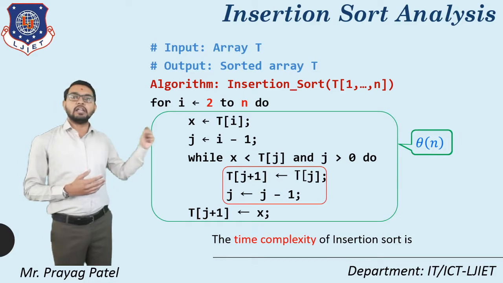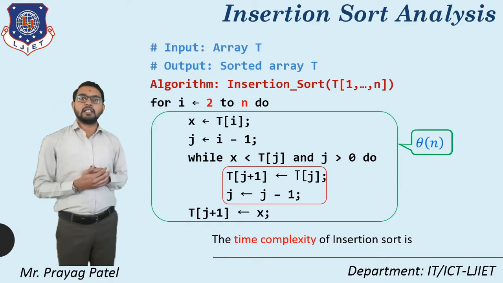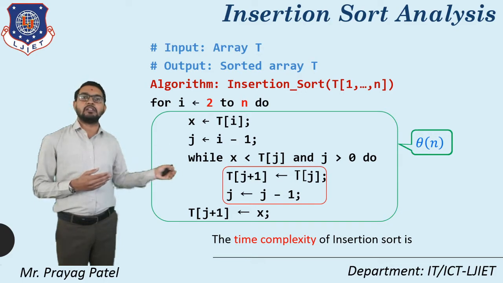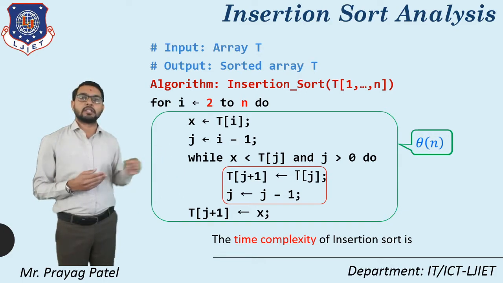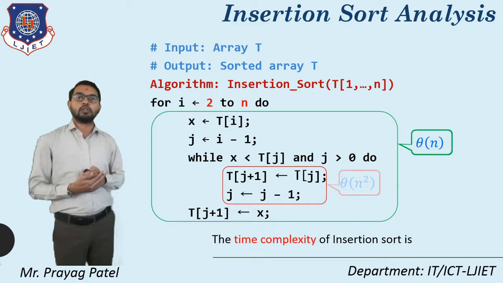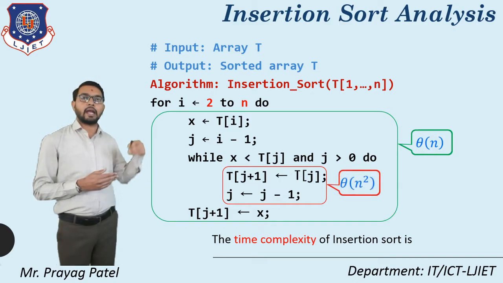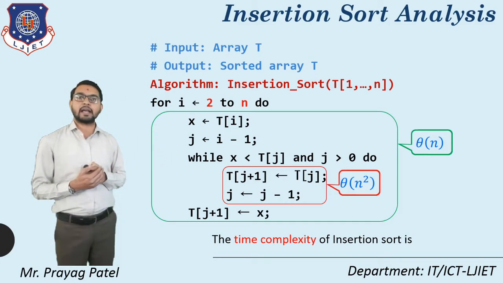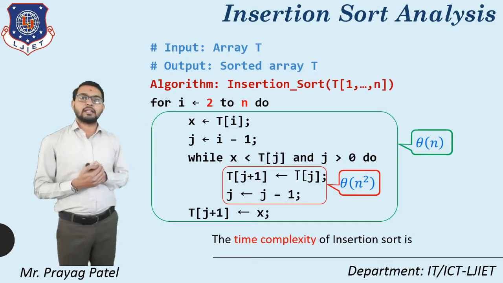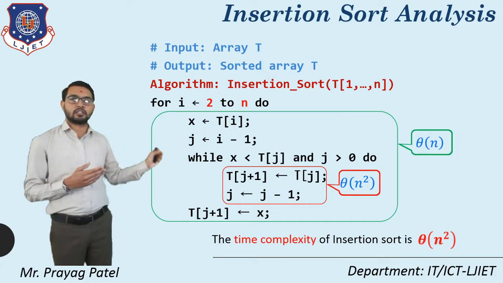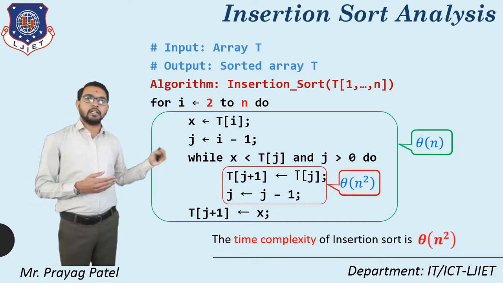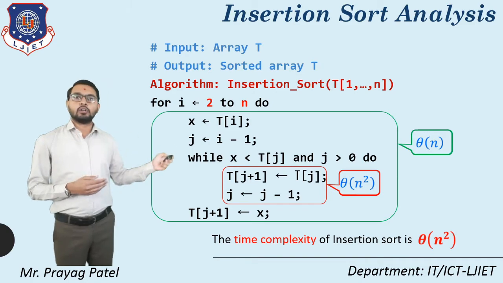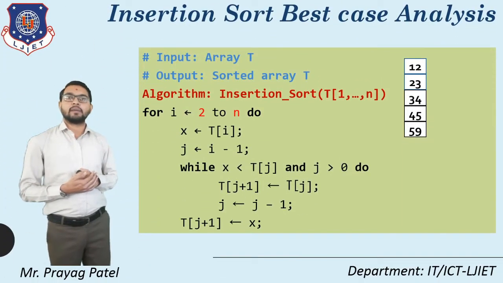Now consider the inner loop, the while loop. In this while loop, consider x less than t of j and j greater than 0. Then these two operations are performed in the inner loop of the while loop. So this loop will be executed n square times. So the complexity of this loop is considered as n square. So overall we can say that the complexity of the insertion sort algorithm is theta of n square. So consider this is your complexity.